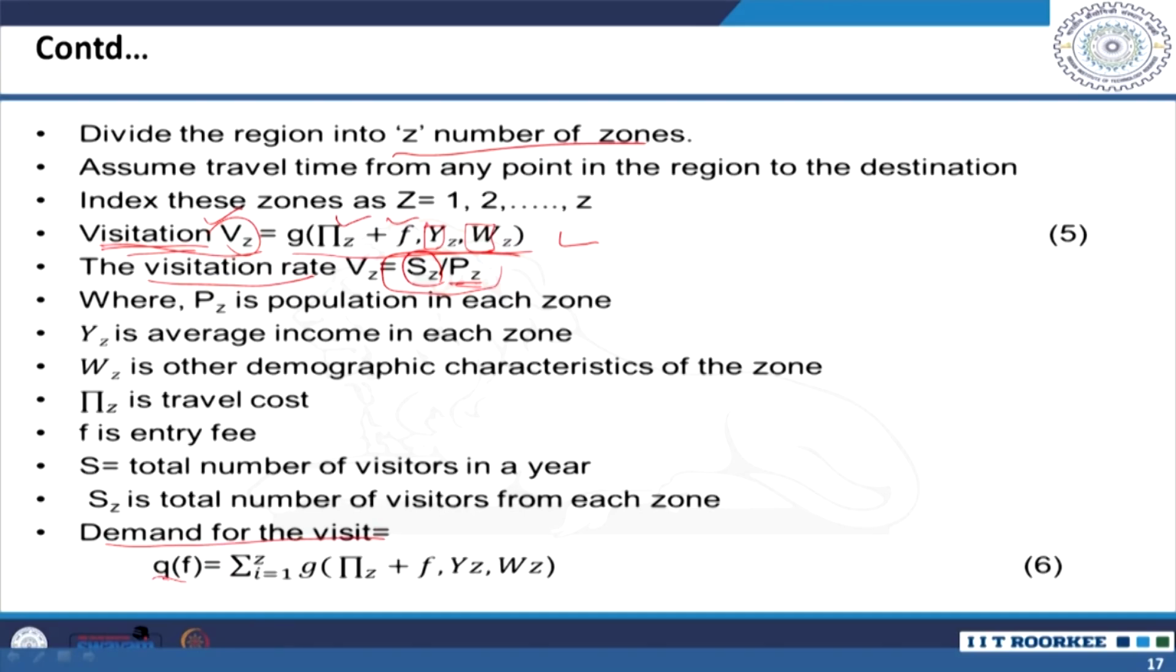So, demand for this visit we can find out from this function itself, right. Once we have the demand for the visit, we can find out the willingness to pay, and we can also find out the consumer surplus from these demand functions. Now this is the whole understanding of how the travel cost model would look, and what are the different components that we must take into account.